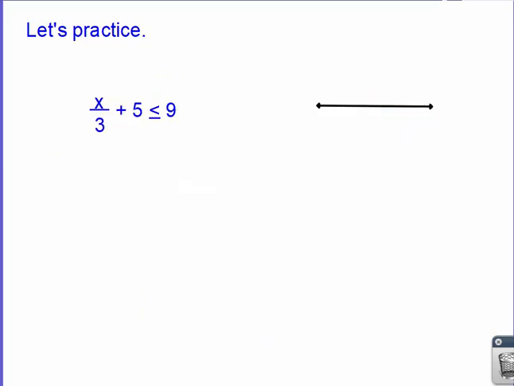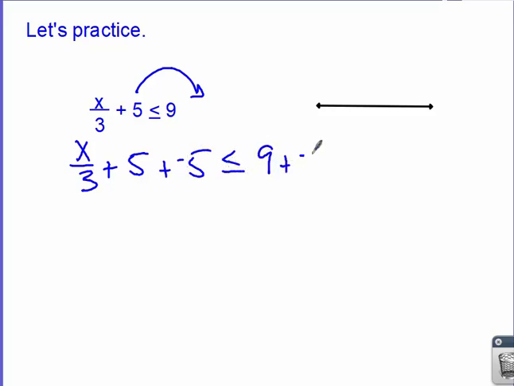Now we have one more problem to look at, and then we'll be done. What if I give you one with division? Do you do it the same way? Yes. You still move the 5 over to the other side because our letters are together. And then I have a divide by 3, so we do a multiply by 3. So x divided by 3 plus 5 plus negative 5 is less than or equal to 9 plus negative 5. So we end up with x over 3 is less than or equal to 4.